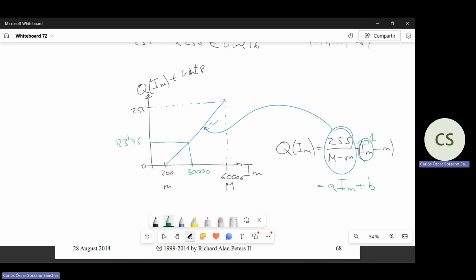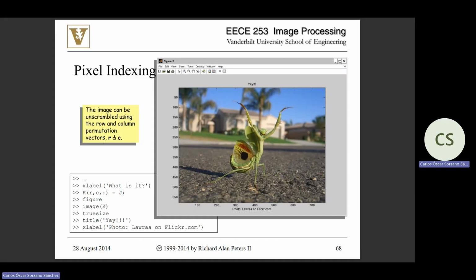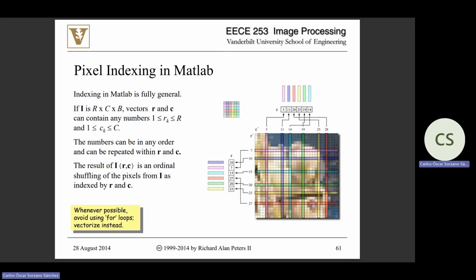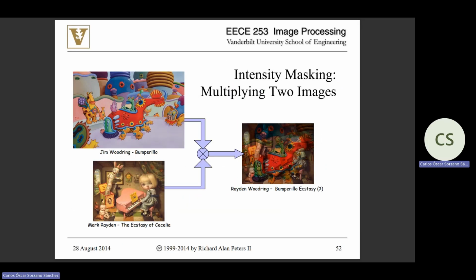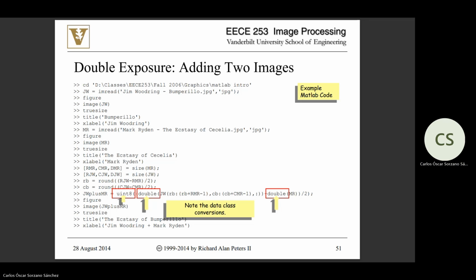You said multiply two images. When you have two images, you have the same problem, but we solve it in a different way. When you add two images, we add them, but then we divide by 2.